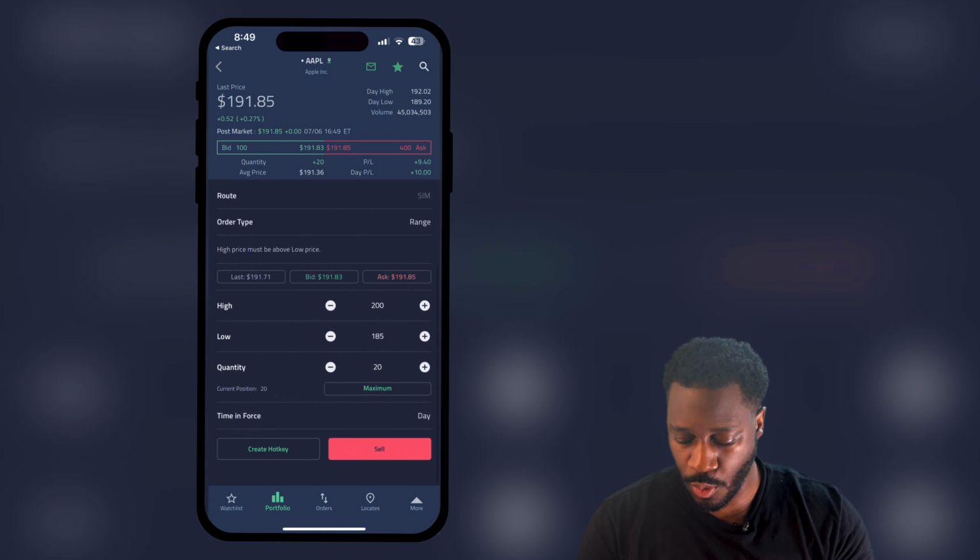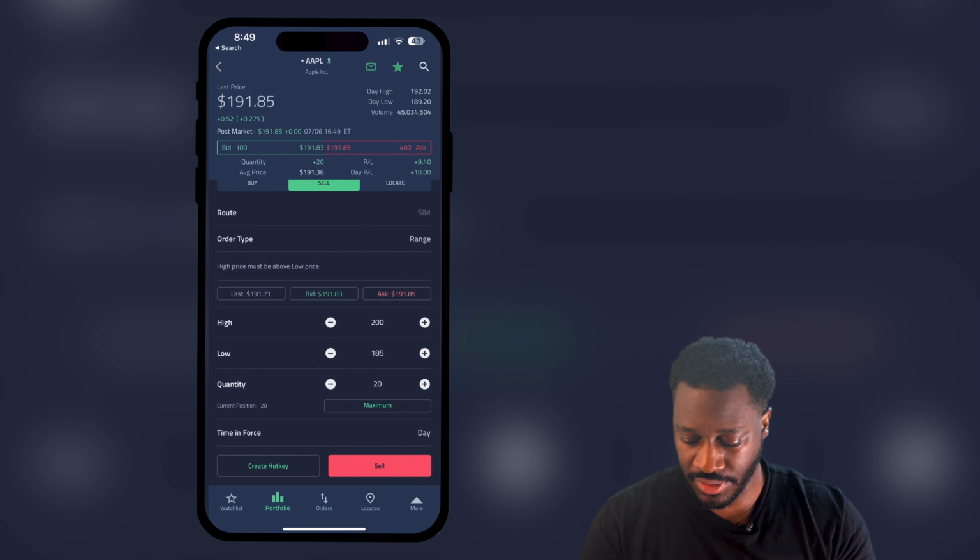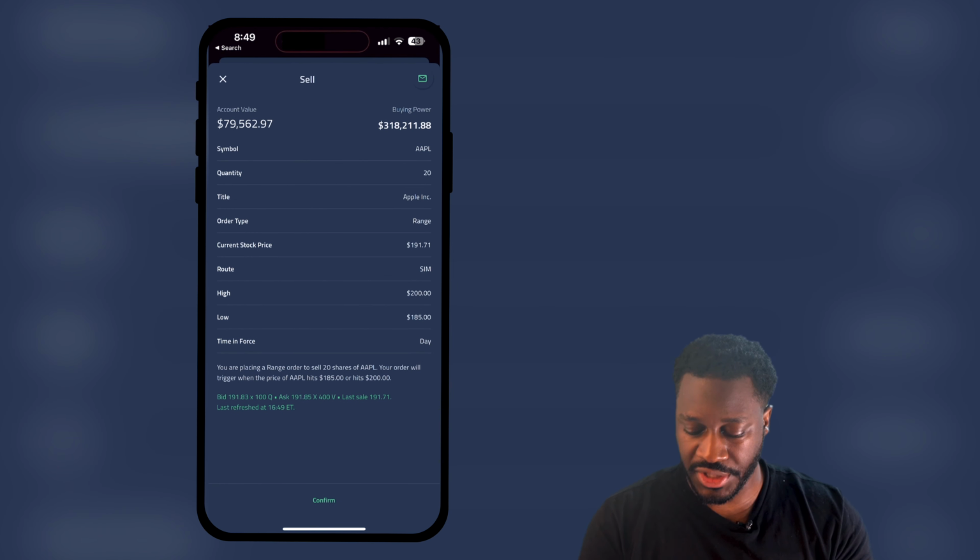Great, and then we have our quantity at 20. That's what we have in our portfolio, so we're gonna keep it as that. And then we're gonna hit sell. Once we hit sell, we get this nice confirmation window populated. We're just gonna look over the details. If everything looks okay, we're just gonna hit confirm.